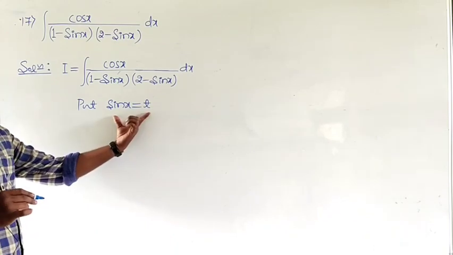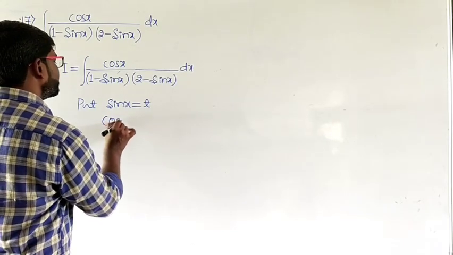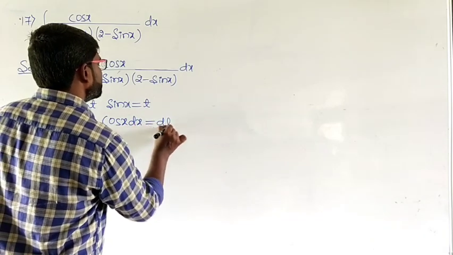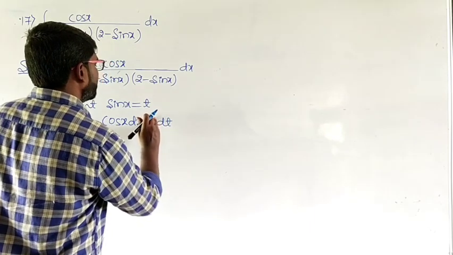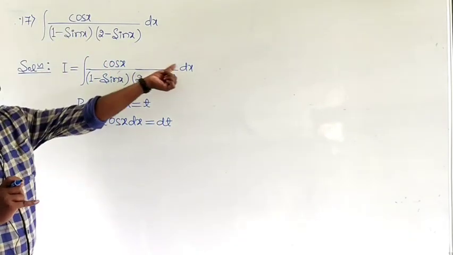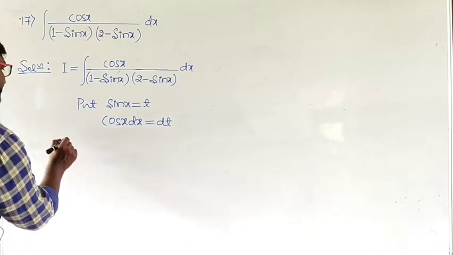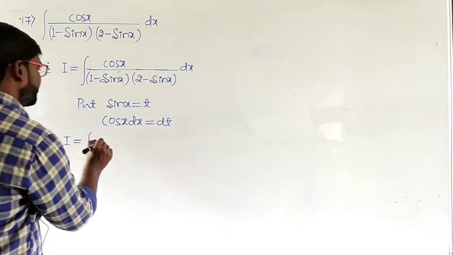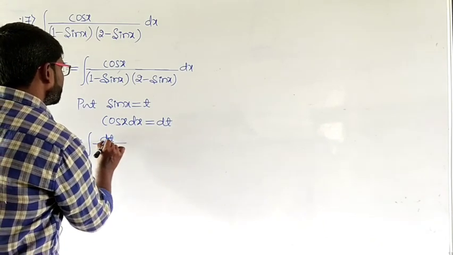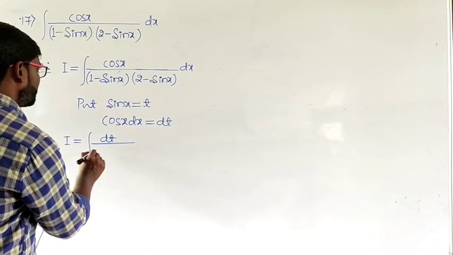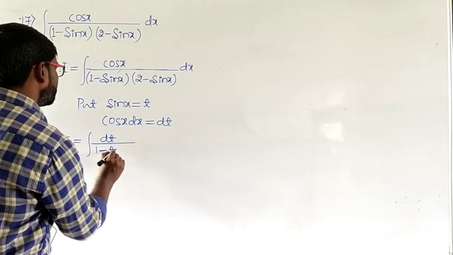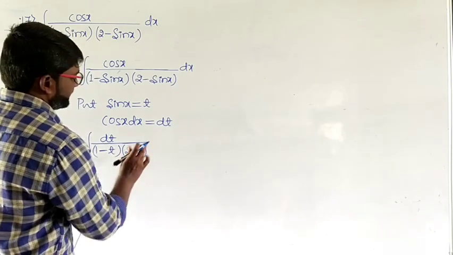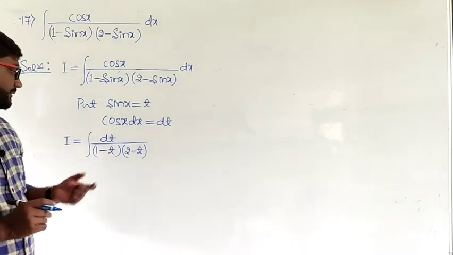So differentiate both the sides now. We get cos x dx which is equals to dt. Cos x dx equal to dt. So this is there in the numerator. So let us rewrite the integral. I which is equals to integral dt by 1 minus t into 2 minus t. So now we have to go for by partial fraction.